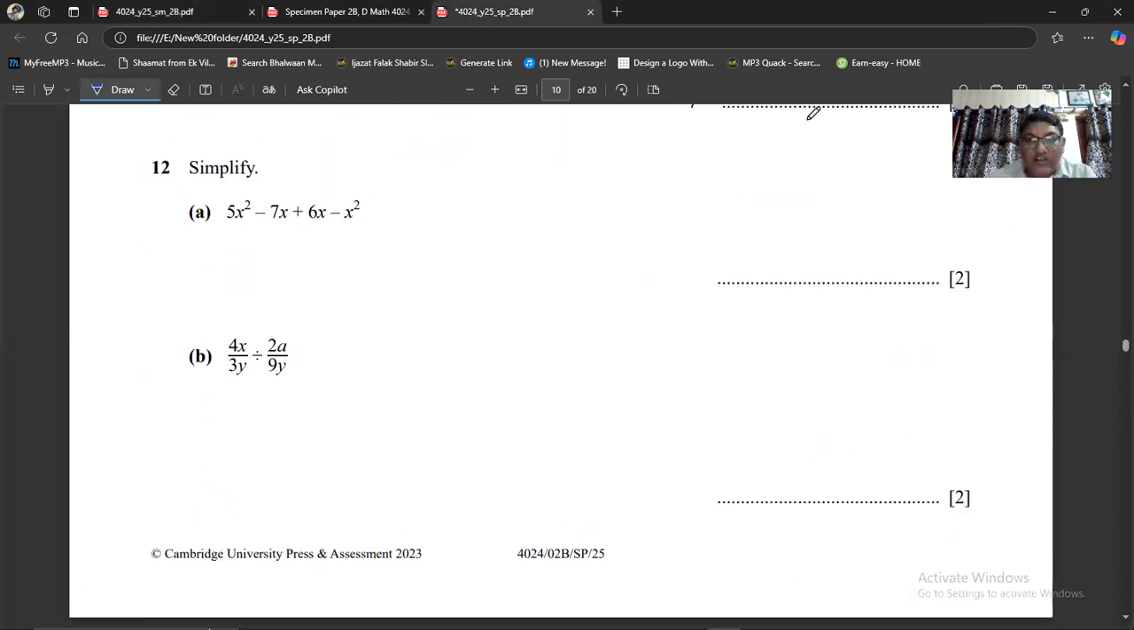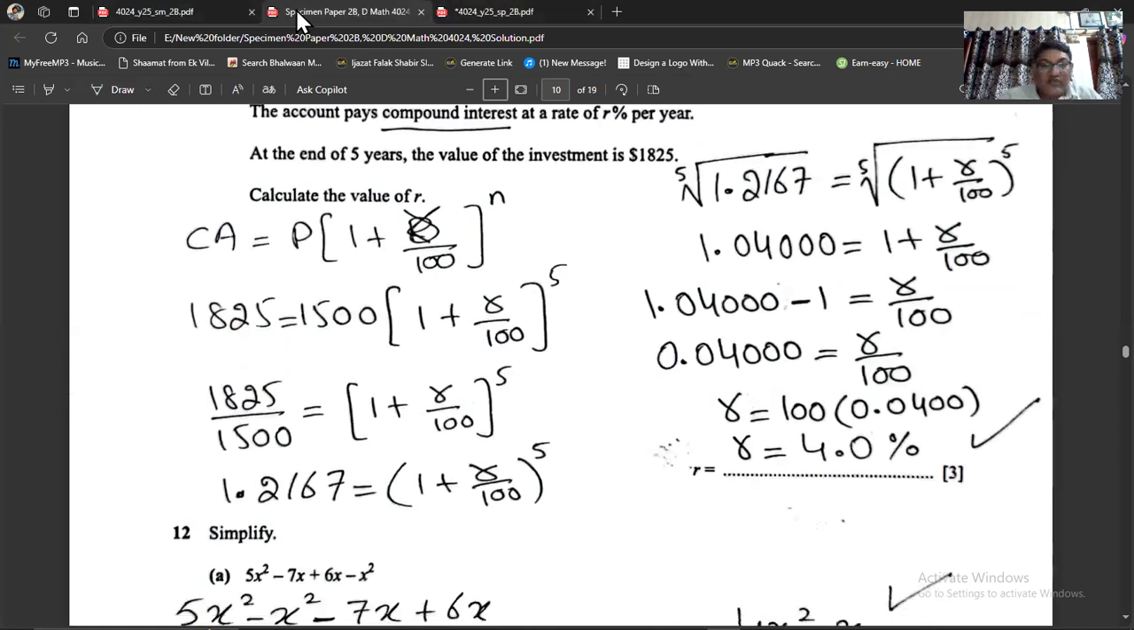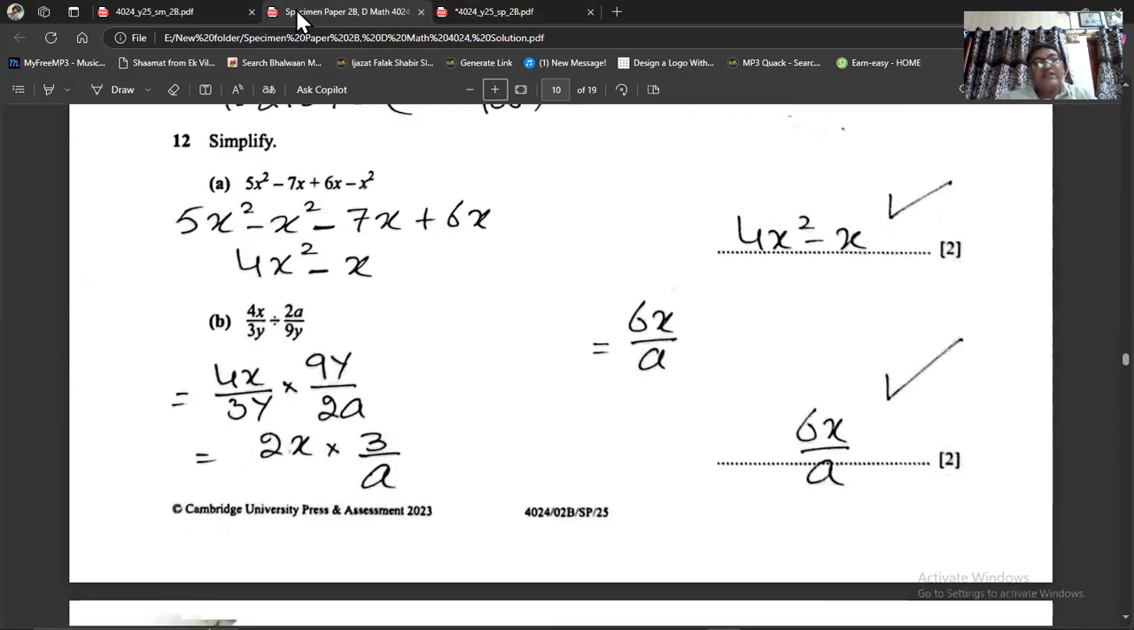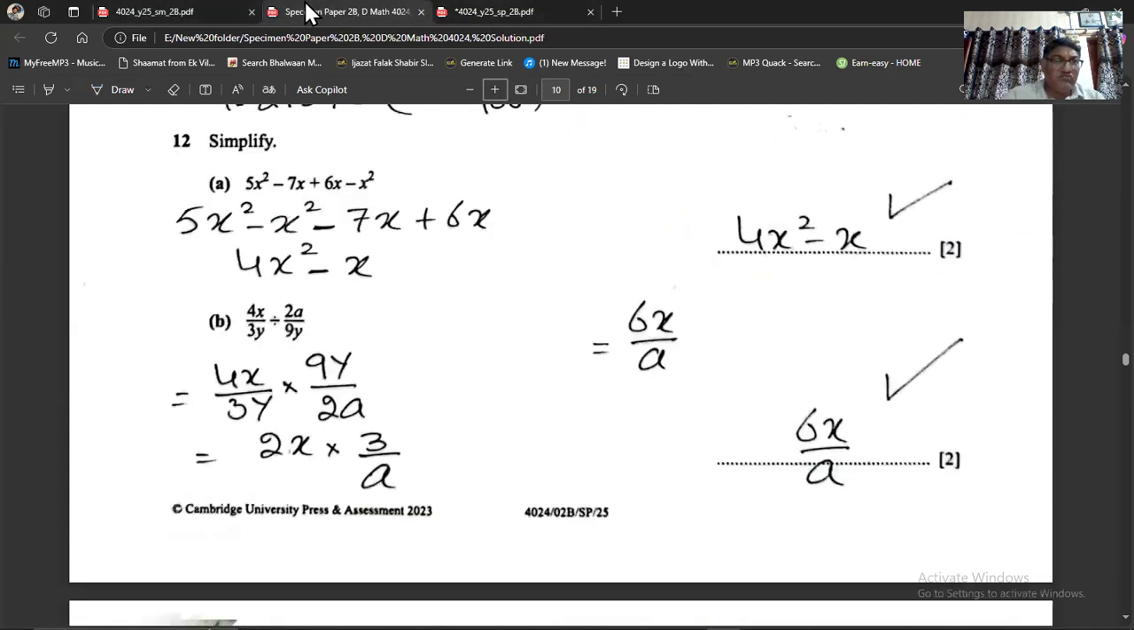And it says in question number 12, simplify. So we have part A: 5x squared minus 7x plus 6x minus x squared. The x squared terms will be added or subtracted with the x squared terms, and the terms with x only will be added or subtracted with each other. So 5x squared minus x squared minus 7x plus 6x. So you will have 4x squared minus x. That's question number 12. So we are good.